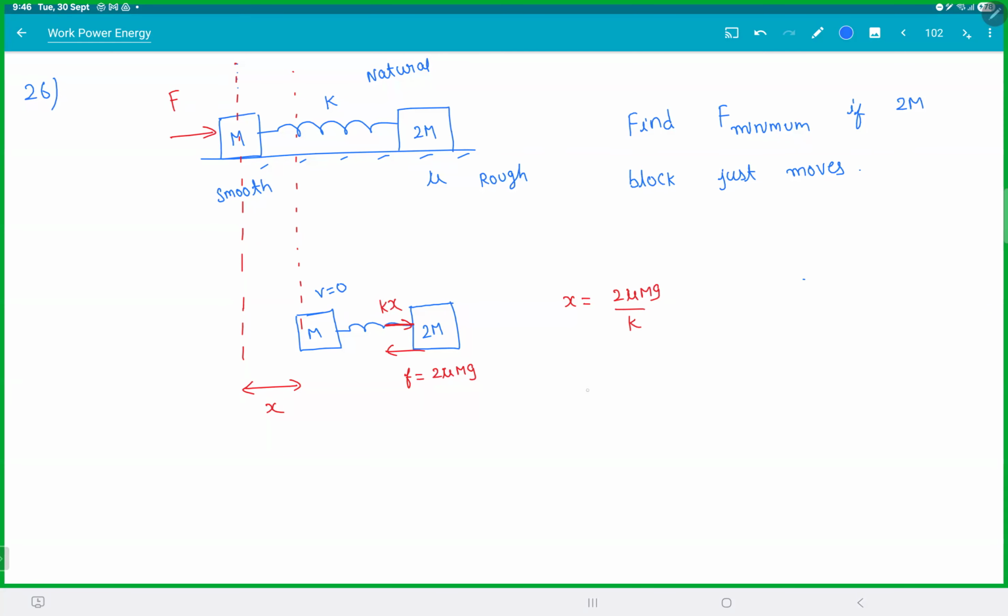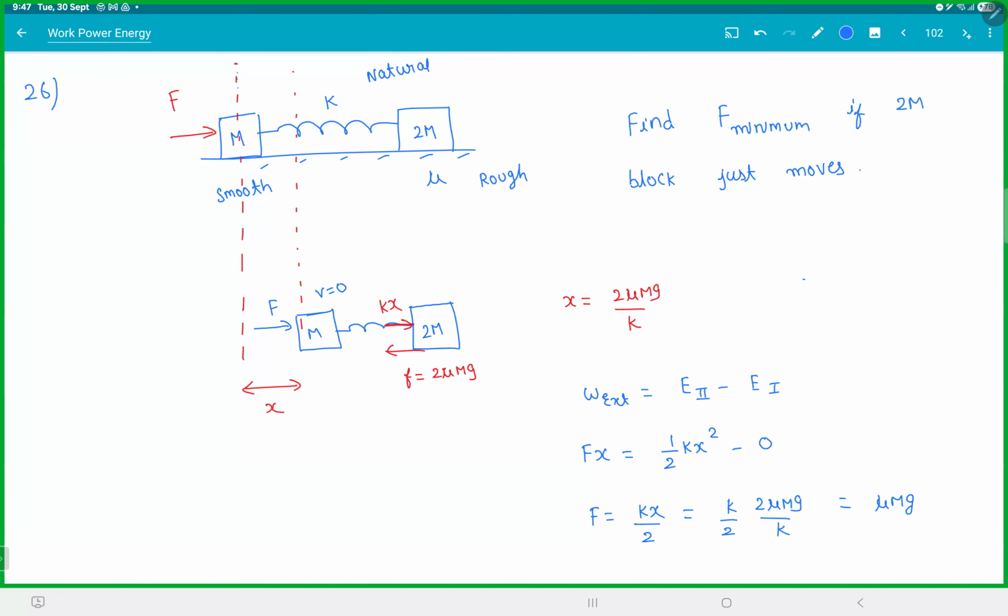So you're done. Work done by external force is equal to E final minus E initial. What is the external force? Capital F. F is constant. It is pushing how much? F into x. What is your final energy? Kinetic energy 0, spring energy half kx square. What is initial energy? Kinetic energy 0, spring energy 0. So we get F is equal to kx by 2. But what is x? 2 mu mg by k. So F equals mu mg.